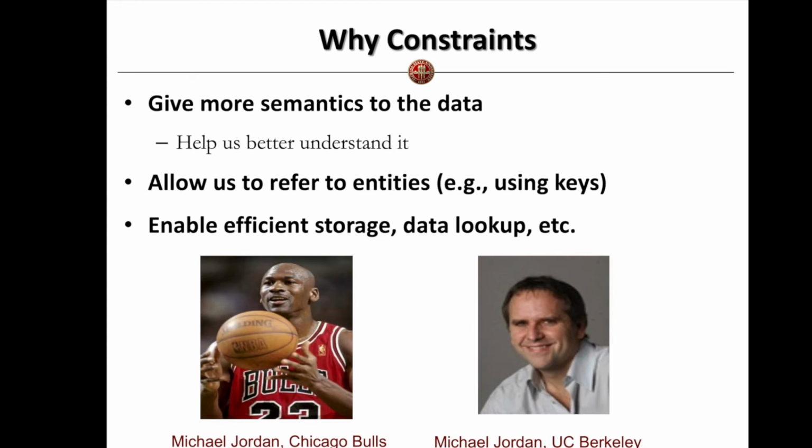Keys also allow us to refer to entities with simple attributes. For example, I can use an SSN to refer to a person. Instead of describing all the attributes of a person, we can just use his SSN to reference the person.